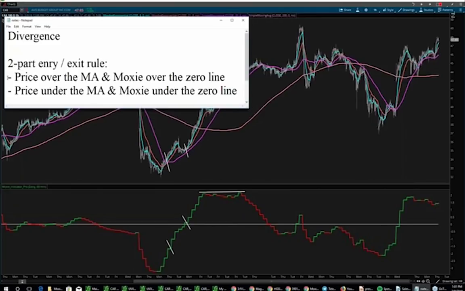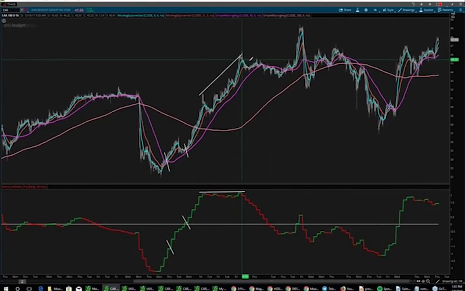We need to say, okay, where's our two-part exit rule? Remember, price under the moving average, Moxie indicator under the zero line. We go, we go, we go. I'm watching the indicator. It's getting closer and closer to zero. It's kind of like a timing mechanism. Right here and right here, there's your exit.